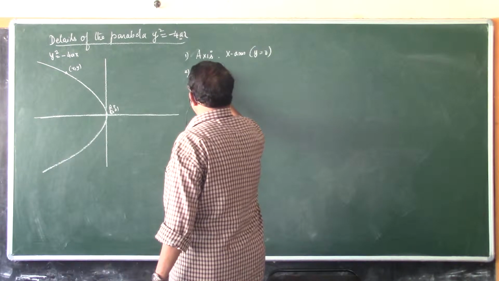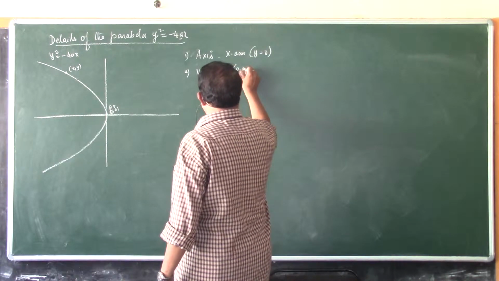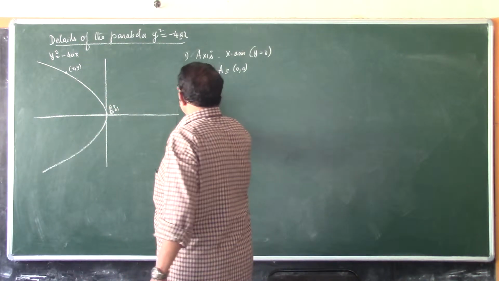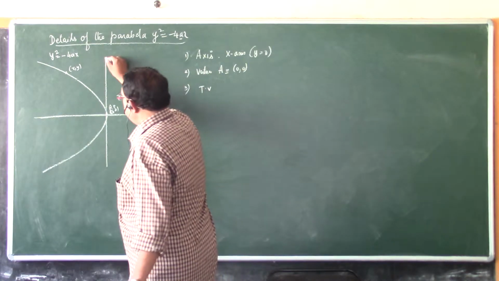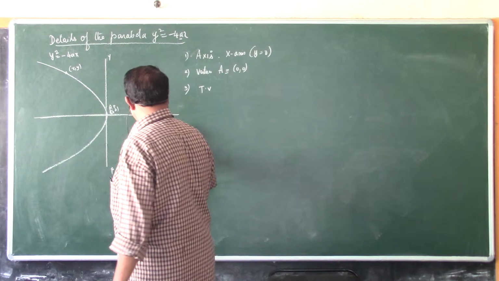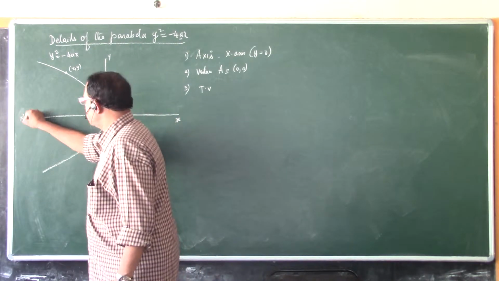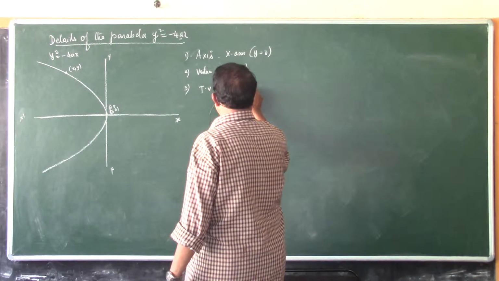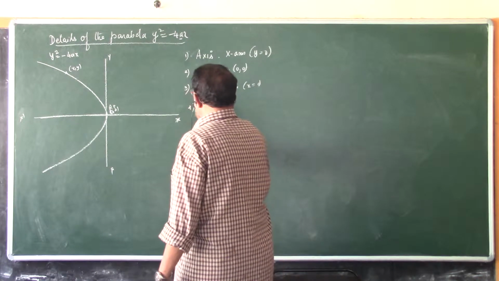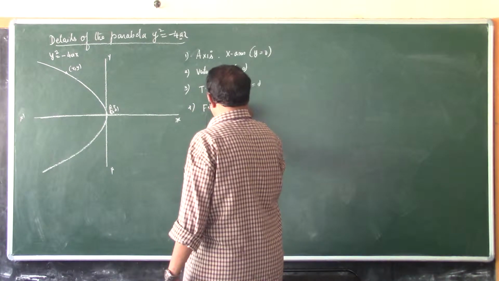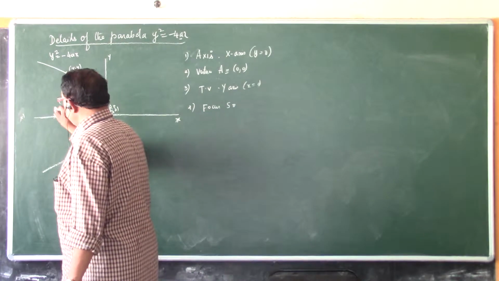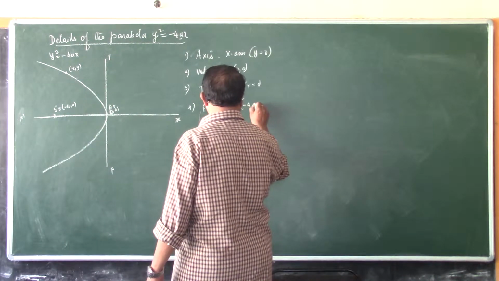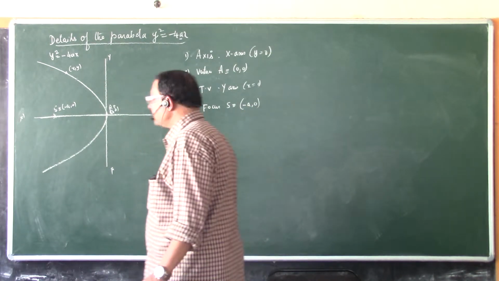Vertex is the origin, because even in this case the curve takes a blunt turn at the origin. Tangent at the vertex is, as usual, the y-axis. Tangent at the vertex is y-axis, that is x is equal to 0. Then focus is at S, but S this time lies on the left side, so it is minus a comma 0. The coordinates of the focus is minus a comma 0.